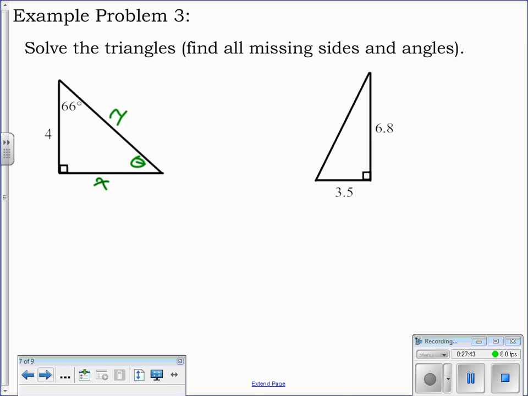I have to find the 3 missing parts. I actually have 3 given parts. One of them is the 90 degree angle, right? Okay, theta is easy. Theta is 90 minus 66 because the two non-right angles in a right triangle add up to 90 degrees. 90 minus 66. So you get 24 degrees for that.